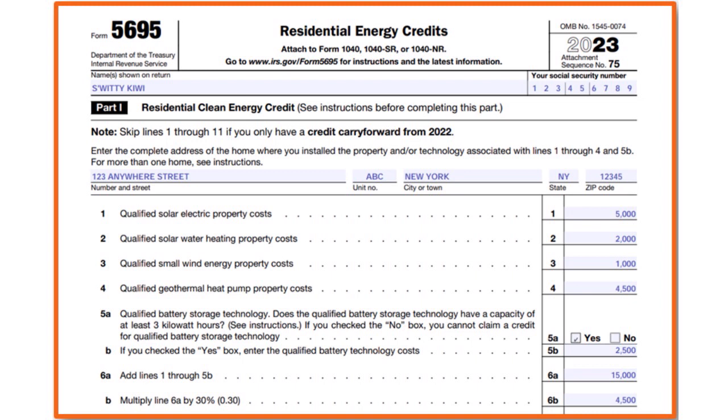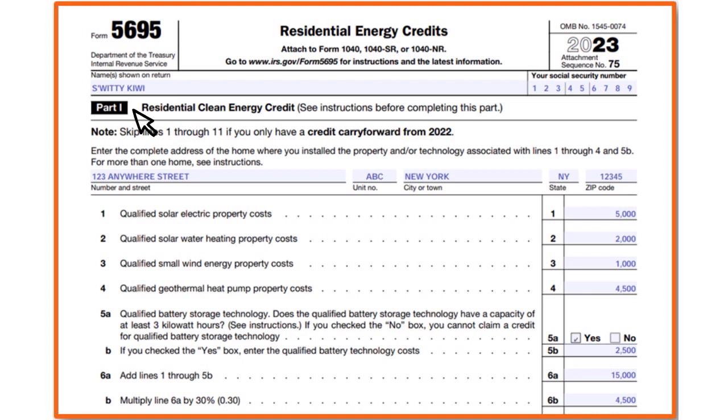And on the screen, you can see here. Part one really deals with the residential clean energy credit. So here we want to put the address of the property: the street address, the city, the zip, and the state. You want to put the unit. So pretty straightforward, okay?